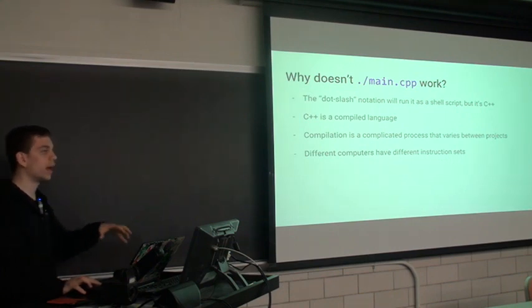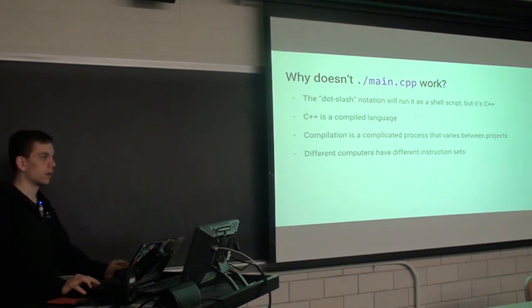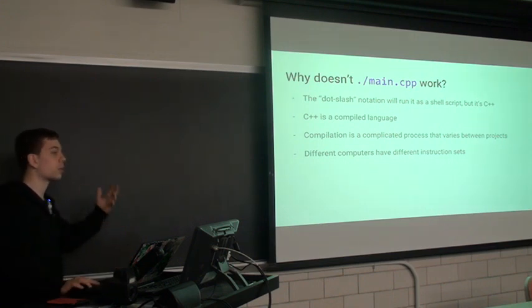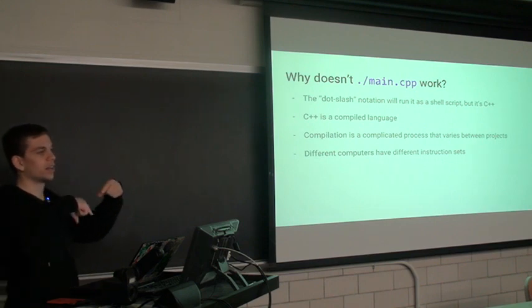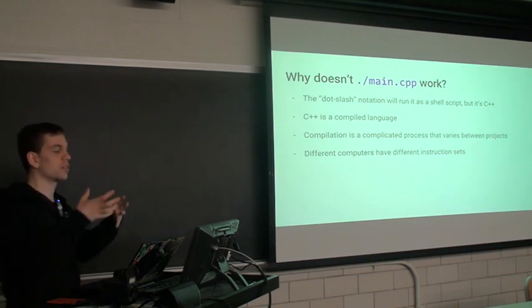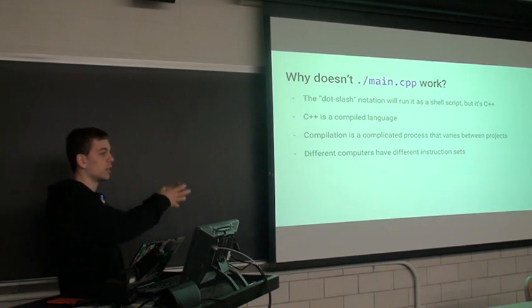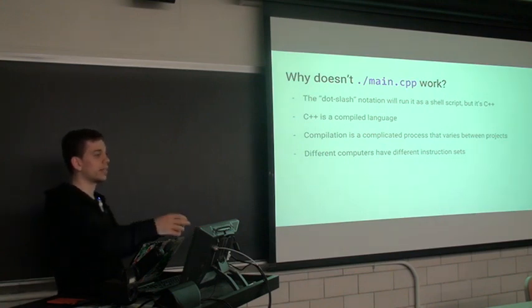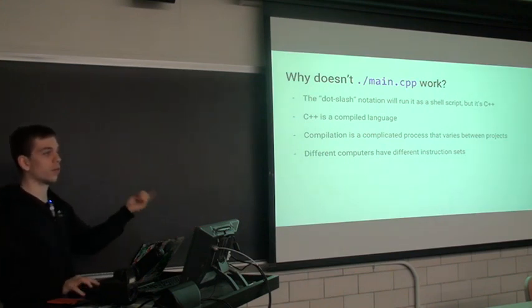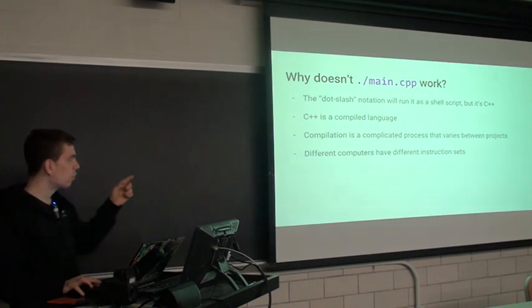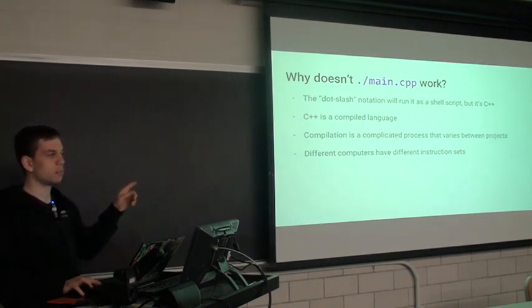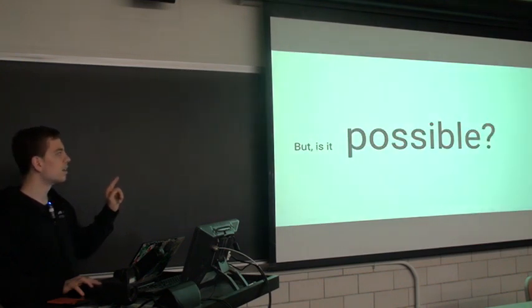There's no simple way to run it like there is with Python, right? Or Java. The same Java code runs everywhere. How is that possible? It's because there's another program that's running your program for you. There's a Java virtual machine written for each different computer, each different architecture, and that runs your code instead of the code running directly. So is it clear why ./main.cpp does not work? Does that make sense? Okay.